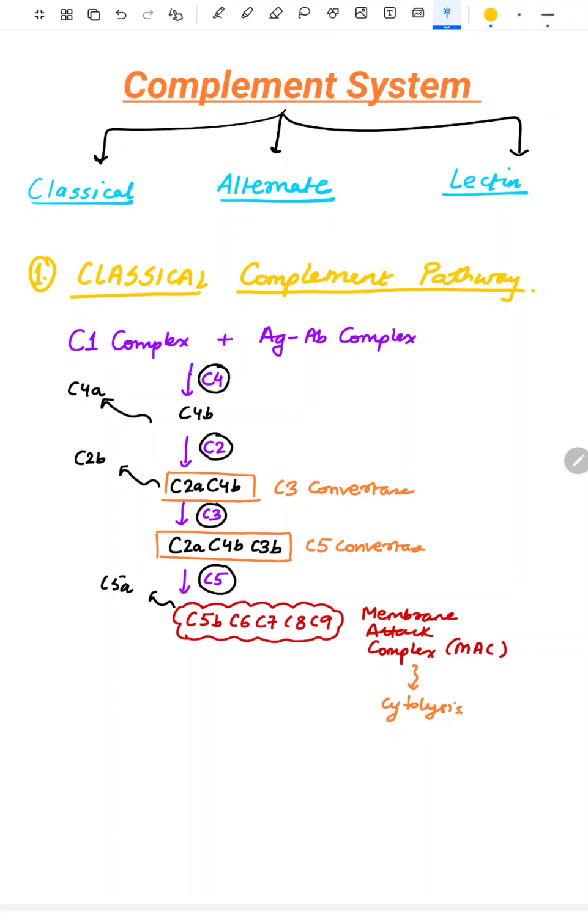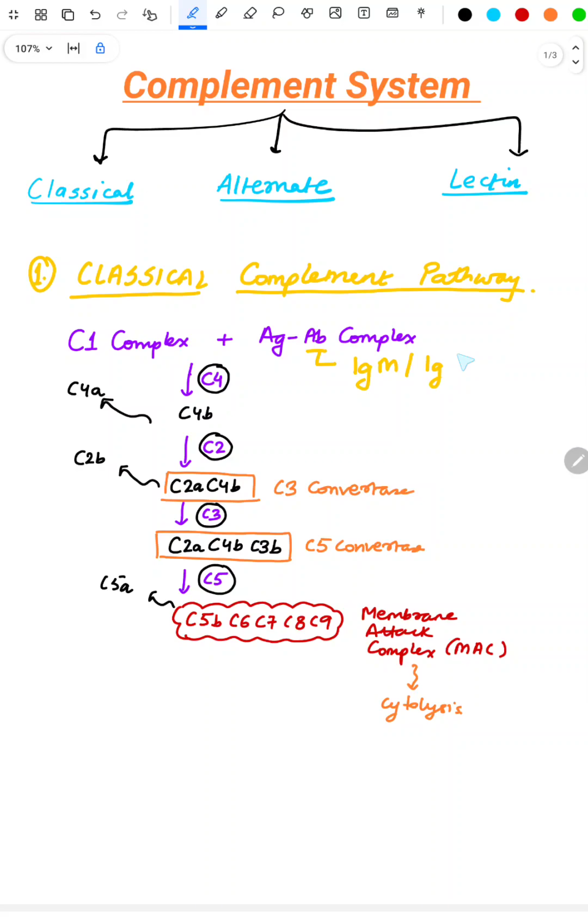what happens is that in our blood we have this C1 complex, okay, which is normally inactive, but when it binds to this antigen antibody complex, now here the antigen is the bacterial cell wall, and only two antibodies are basically involved in the activation of the complement system, that is the IgM and the IgG. Okay, these two antibodies are involved in the activation of the complement system.